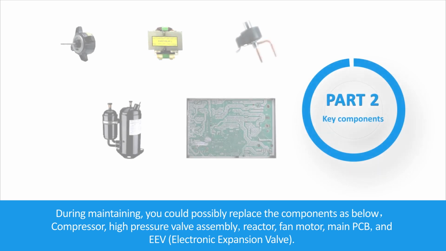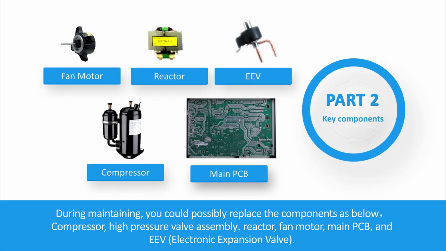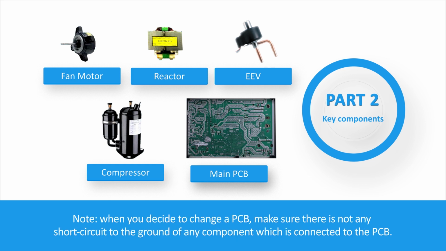During maintenance, you could possibly replace the components as below: compressor, high pressure valve assembly, reactor, fan motor, main PCB, and EEV, electronic expansion valve. Note: when you decide to change a PCB, make sure there is not any short circuit to the ground of any component which is connected to the PCB.